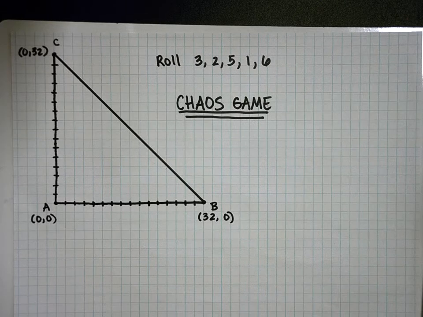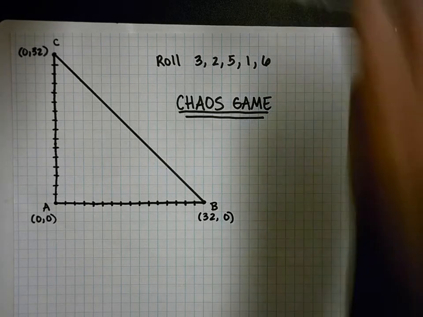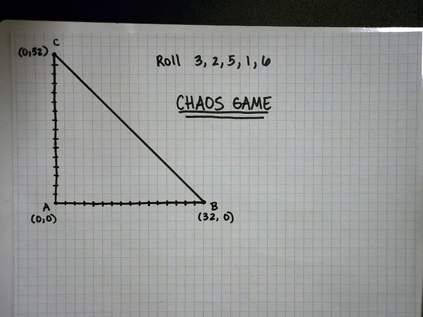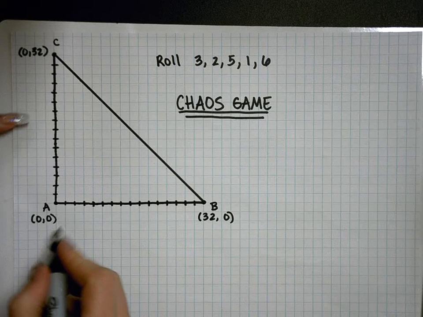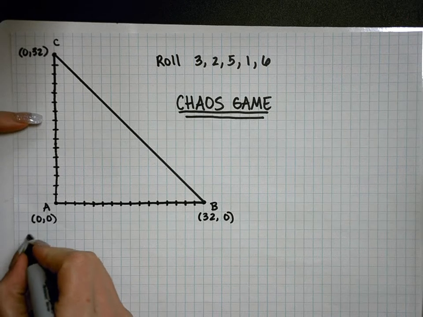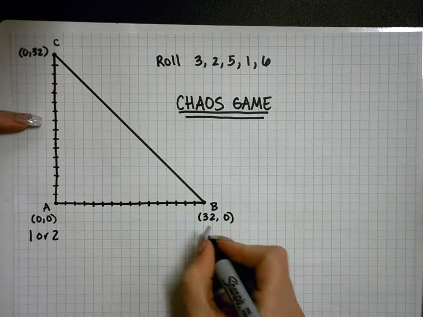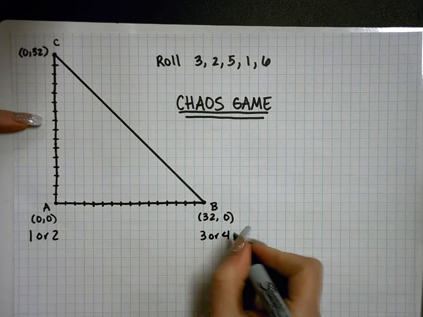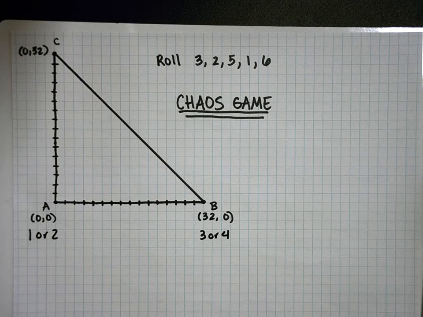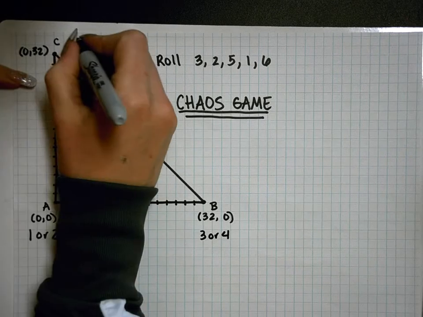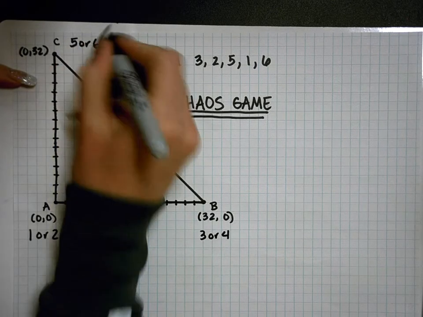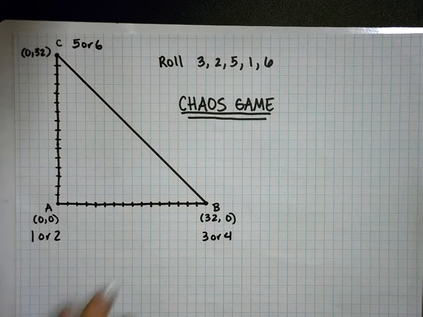So we are just going to get started. The first thing we have to set up: there's 6 sides on a die. Let's say that if you roll a 1 or a 2, that corresponds with vertex A. If you roll a 3 or a 4, that's going to correspond with vertex B. And if you roll a 5 or a 6, that is going to correspond with vertex C.